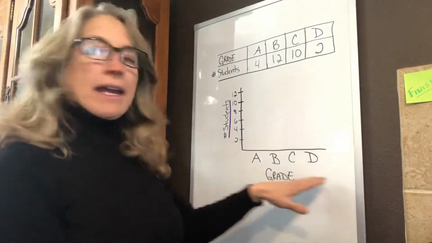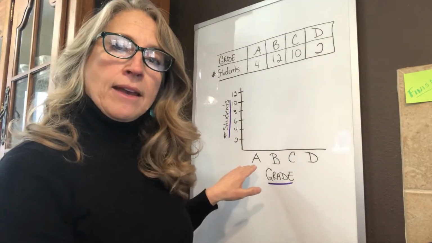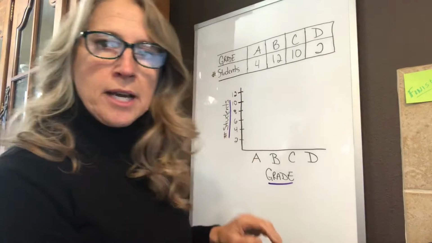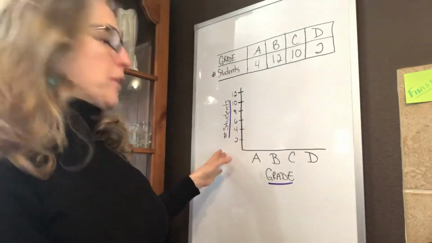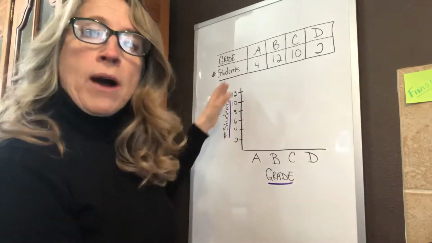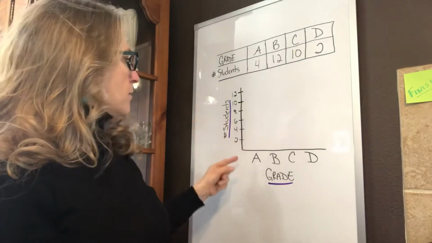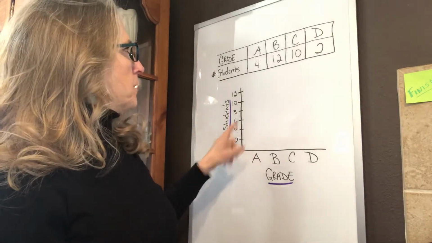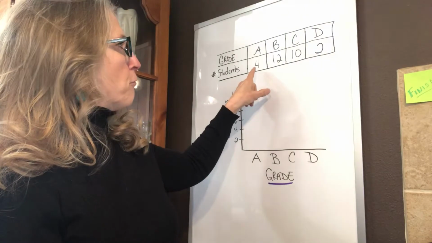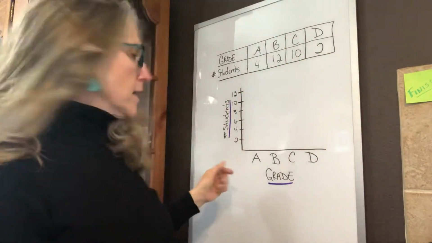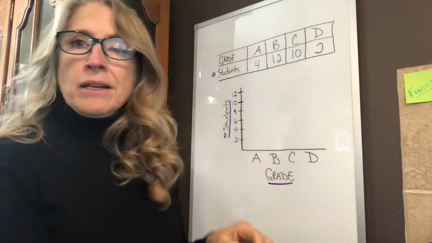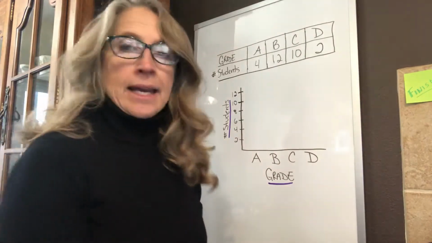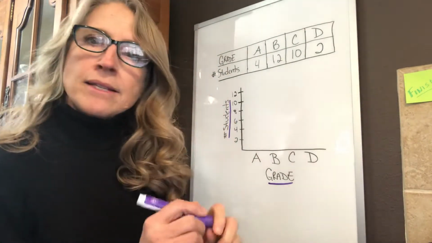And I'm going to put them on my x-axis, okay? And then I'm going to use the information about the number of students on my y-axis. So as you can see here, that's what I have. And then because I have 4, 12, 10, and 2, I decided to go by increments of 2 up the side to help with my data plotting as I go along.